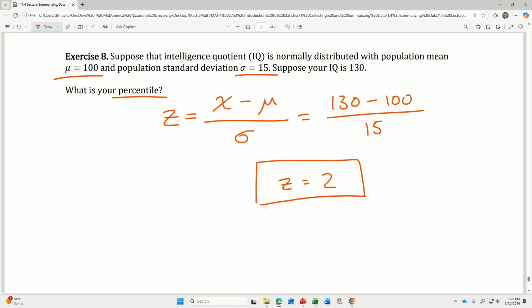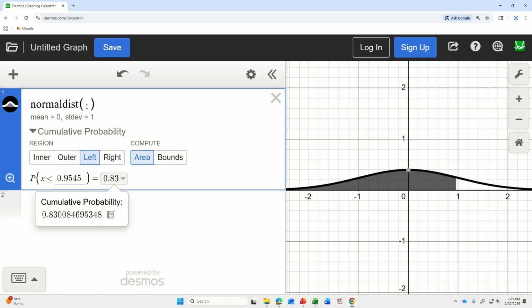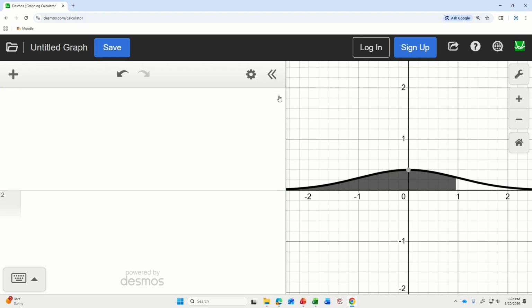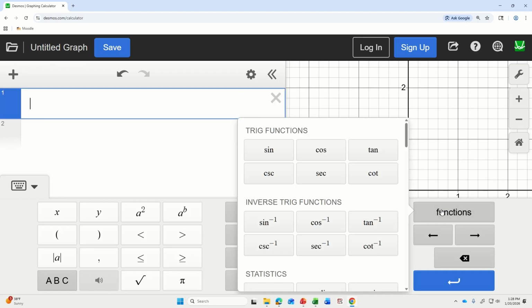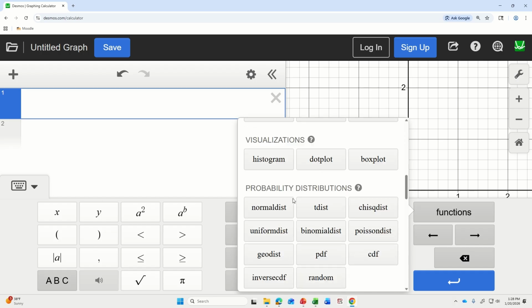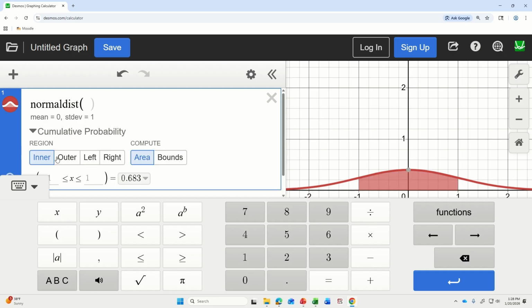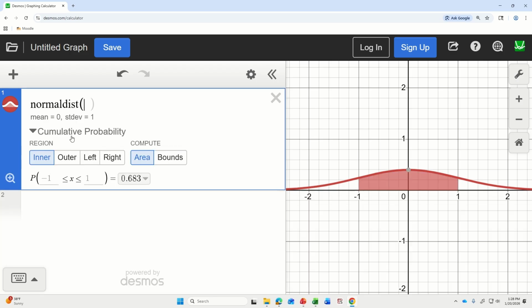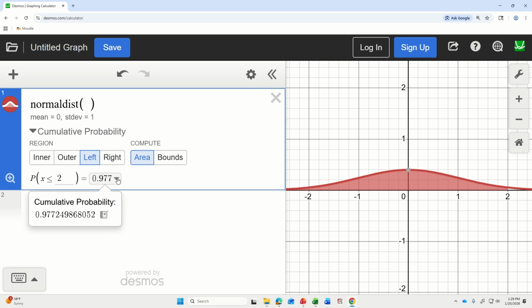Or you might want to know what is your percentile. And to get the percentile, you would go here, keyboard, Func, scroll down to probability distributions, select normal dist, hit that cumulative probability drop-down arrow, click left, and then you type in your z-score. We want the probability that x is less than or equal to 2, because that's my z-score, and then we click that drop-down box to get my full answer, and that is 0.9772.